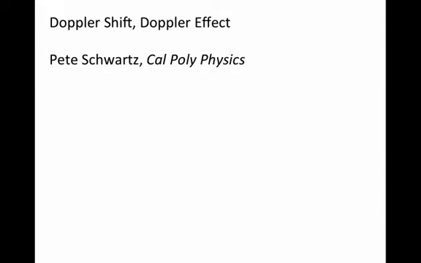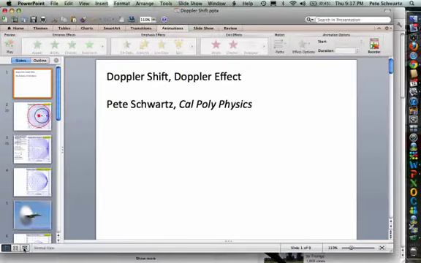Doppler shift, or Doppler effect, is when you observe a frequency that is different than the frequency that the source is making, because you, the observer, and the source of the waves are moving relative to each other. Let's see what we mean.